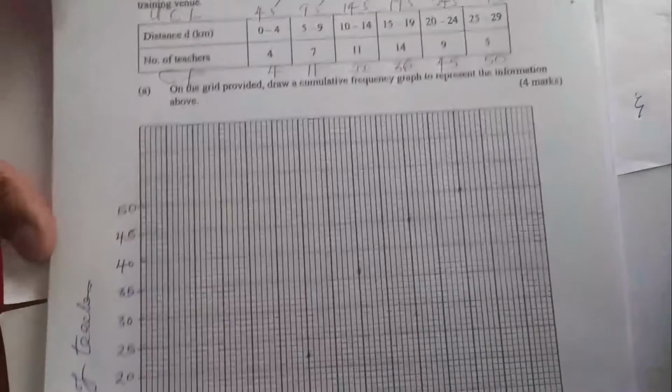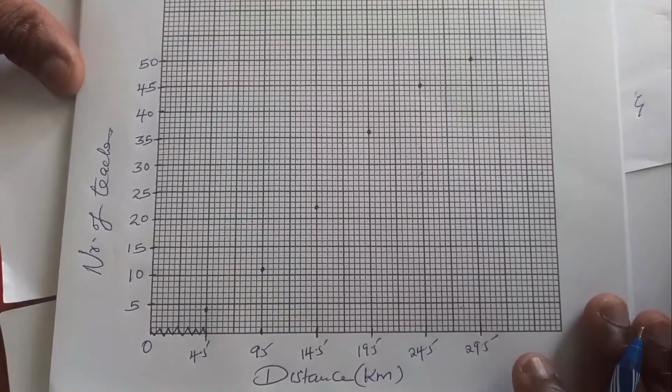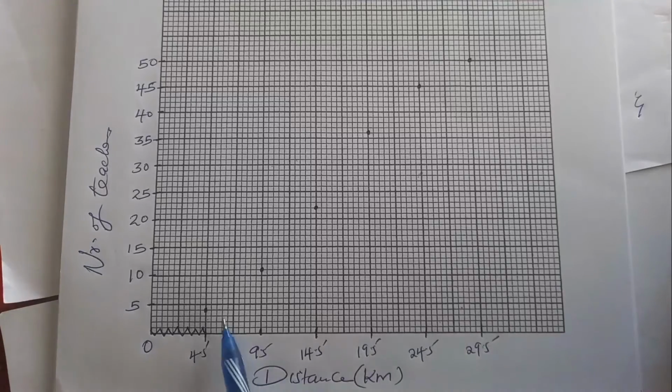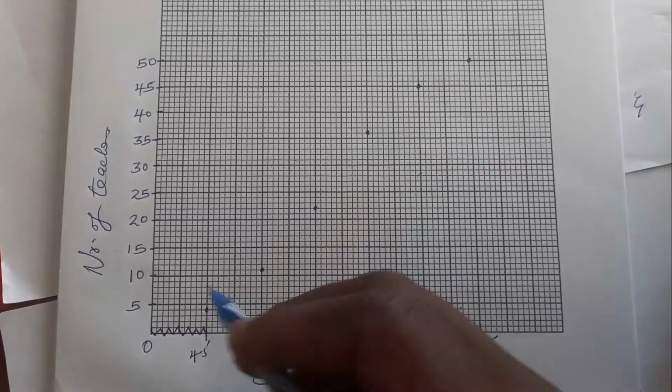Now we have plotted. The points are here. These are the points, so you need to join them using a smooth curve.